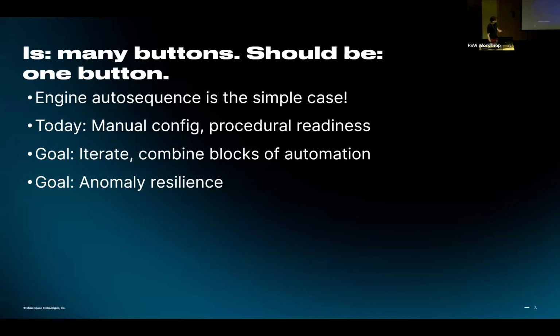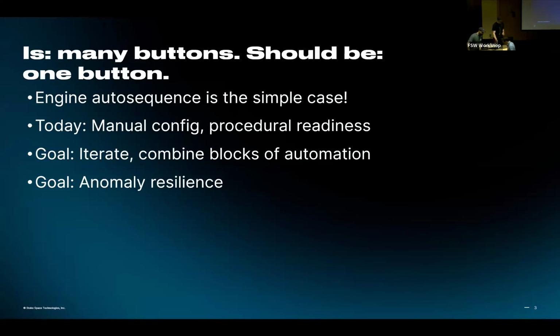And the answer is certainly not. The engine auto sequence is really the simple case. It's fairly deterministic, fairly linear. And we took quite a few manual steps to get to a point where the operator could click go on this sequence. But what we want to do is consider this sequence as one block of autonomy that we're going to combine with many other blocks of autonomy and create a coherent picture of what needs to go down on launch day. And also one that becomes a little bit more resilient to anomalies and the unexpected.